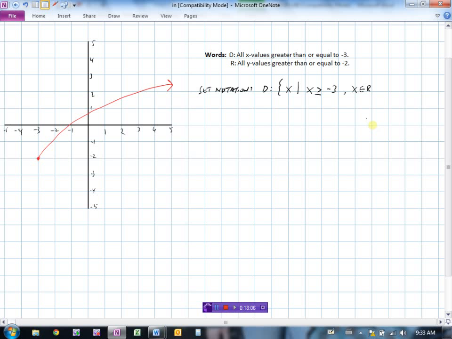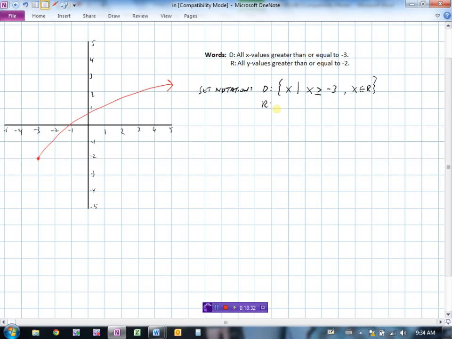It can be -2.2, it can be fractions, decimals, or irrational numbers. It's all real numbers. If that's not written there, then it's assumed that x is an element of all the real numbers. X can be anything there. So we've got the domain: the set of all x such that x is greater than or equal to -3, where x is any real number.